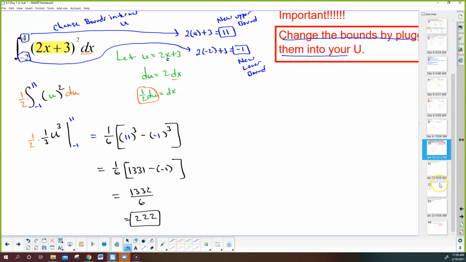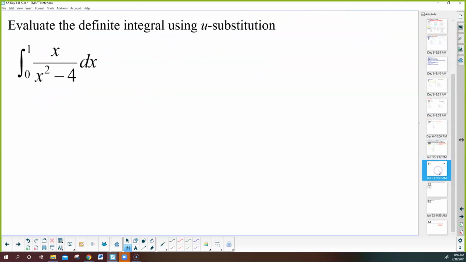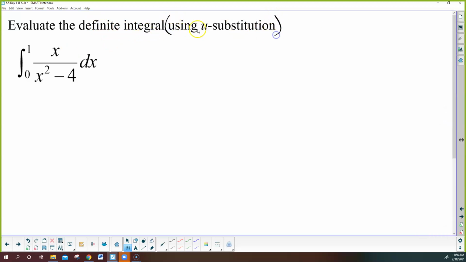All right, we got 2 more for sure that I want to get to. And yep, this is a good one for us to do as well. I see a lot of these style questions on the AP test. So same directions, evaluate the definite integral. Now eventually, we're not going to tell you to use U-substitution. You just have to know that you have to do it. And that's where it really gets hard, is when they don't tell you that you should use U-substitution.